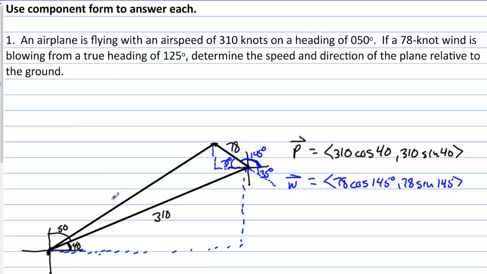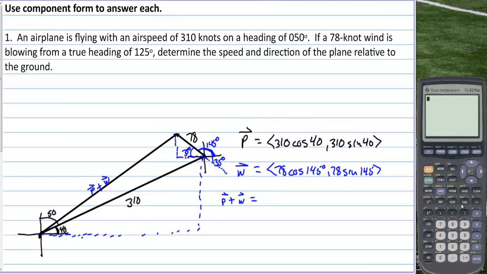Now we want the resulting vector. We want vector P plus vector W. And so that's what we're trying to answer, the information for the resulting vector. Vector P plus vector W is equal to, now we go to our calculator, we'll turn this on, and we have 310 cosine of 40 plus 78 cosine of 145. Let's make sure we're in degrees. We're in degrees for this calculator.